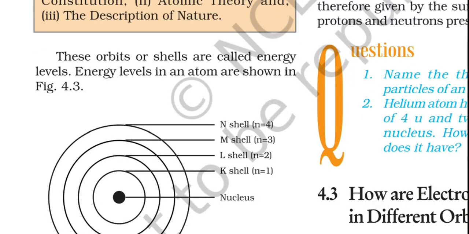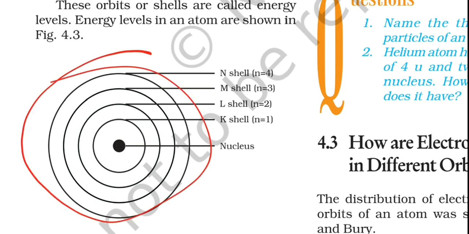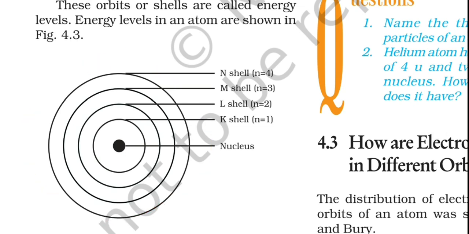These orbits, or we can say the shells, are called the energy levels. So these are the energy levels, or we can say these are the shells of an atom. Okay, so the middle one is the nucleus of an atom. So the middle part is known as the nucleus.